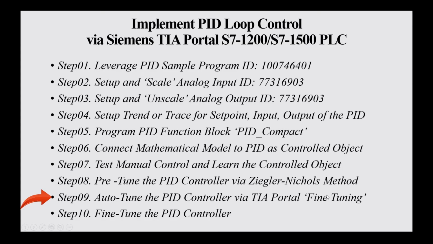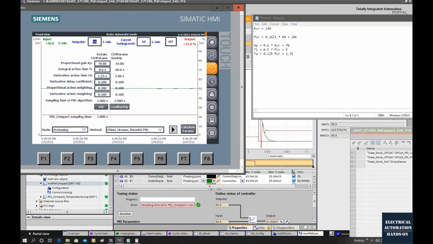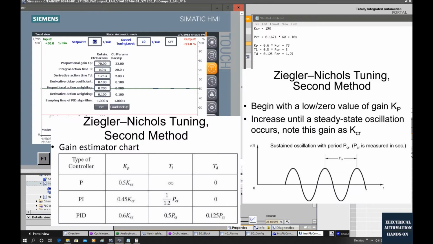Hello everyone, in this video we will discuss step 9, auto-tune the PID controller using the TIA Portal fine-tuning function. From the previous video, we discussed how we can use the Ziegler-Nichols method to calculate the gain, TI and TD parameters. Then we use these parameters as initial PID parameters and do the fine-tuning based on the process performance.